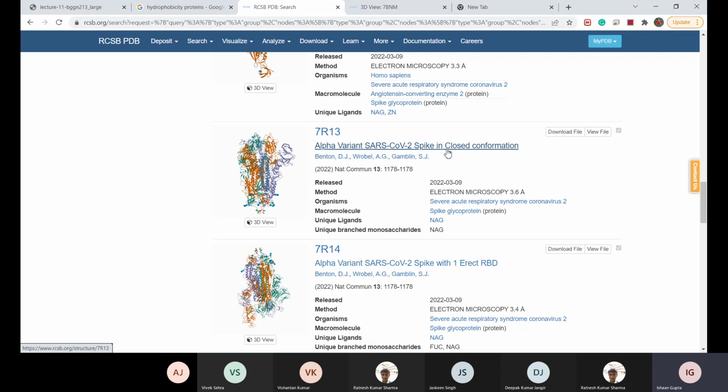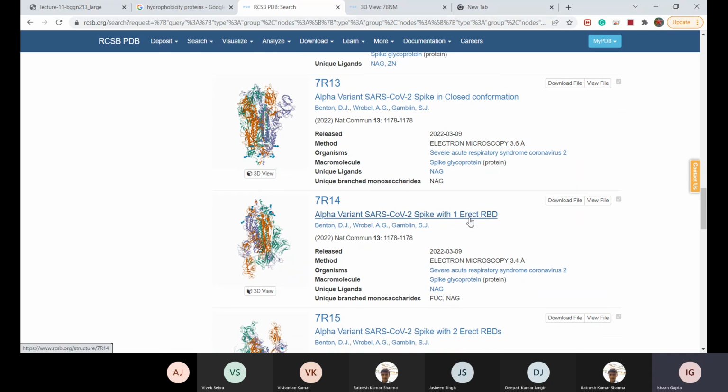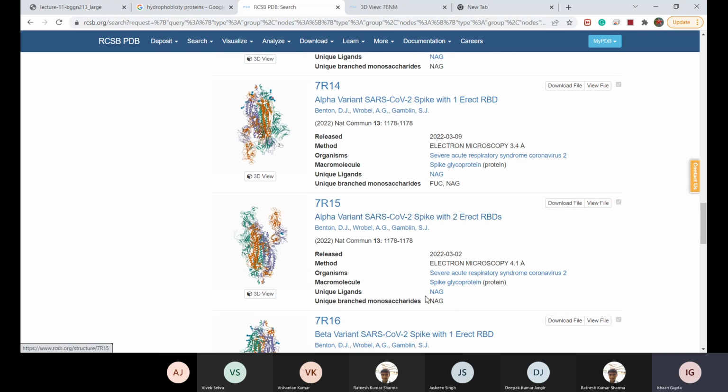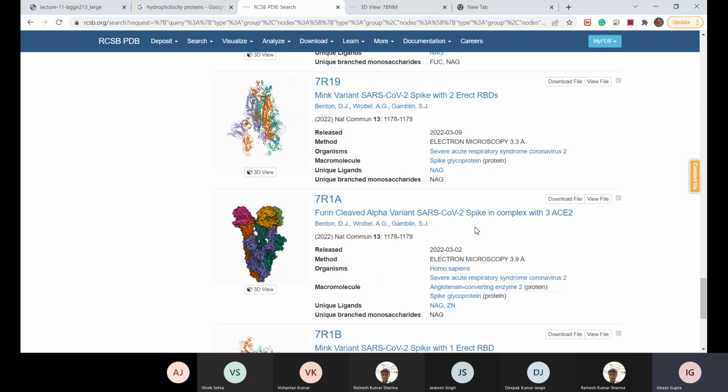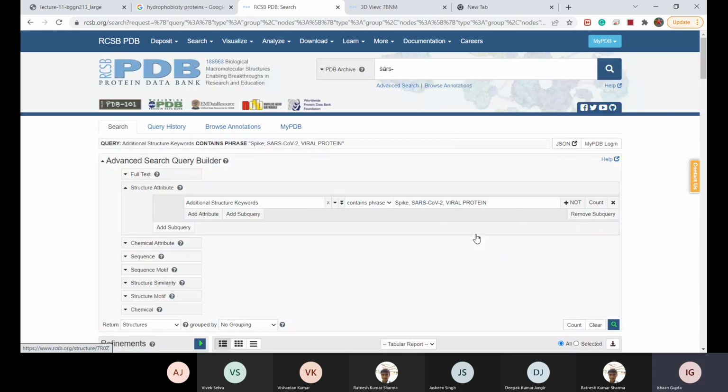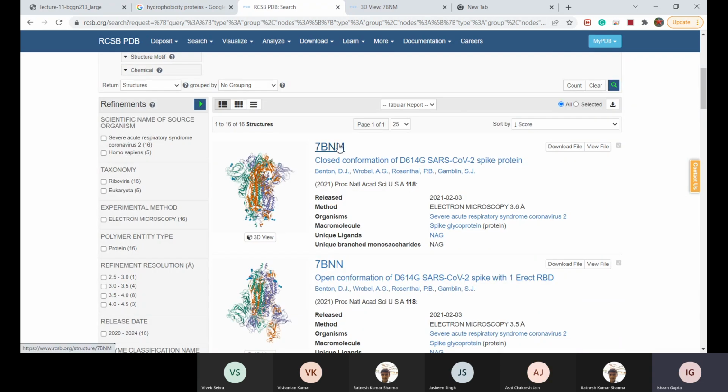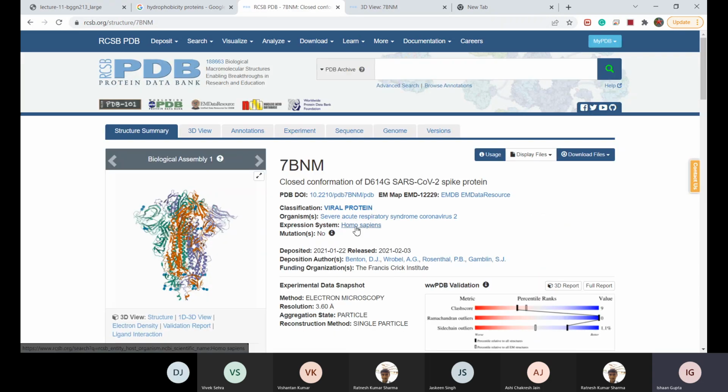This is a closed conformation. This is an erect conformation. So there are different structures which have been solved based on different kinds of conditions that the protein was isolated in, right? So now let's, for example, click on one of these structures. Let's click on this first structure, 7BM. It's a closed conformation of this variant of the SARS-CoV-2 protein, right?